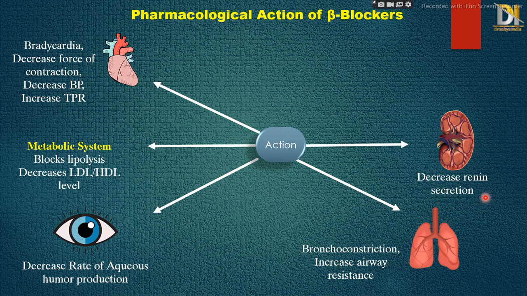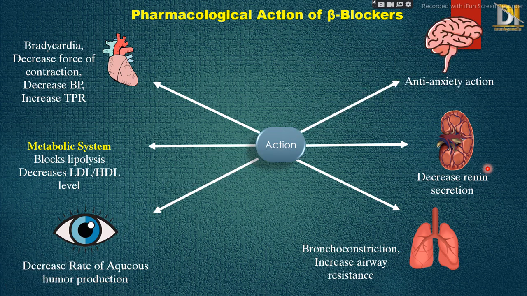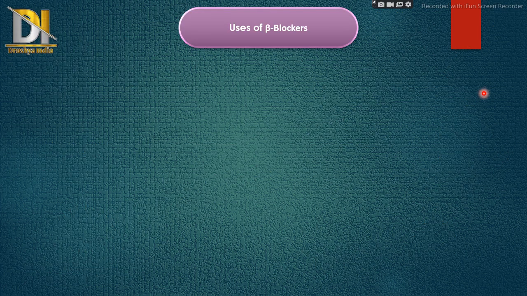Then next comes kidney. As we know, one beta receptor is present in JGA cell, that means juxtaglomerular cell, which is responsible for renin secretion. Beta blockers decrease the renin secretion, it is also one mechanism to treat hypertension. Therefore beta blockers are used in hypertension. Then next is anti-anxiety action. For that also beta blockers are used. And final one, that is uses of beta blocker.